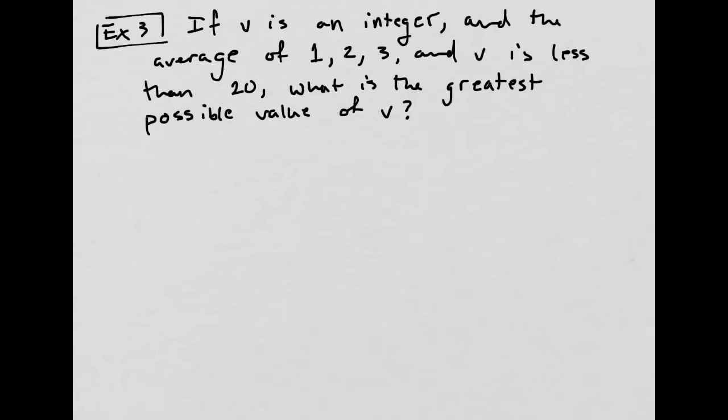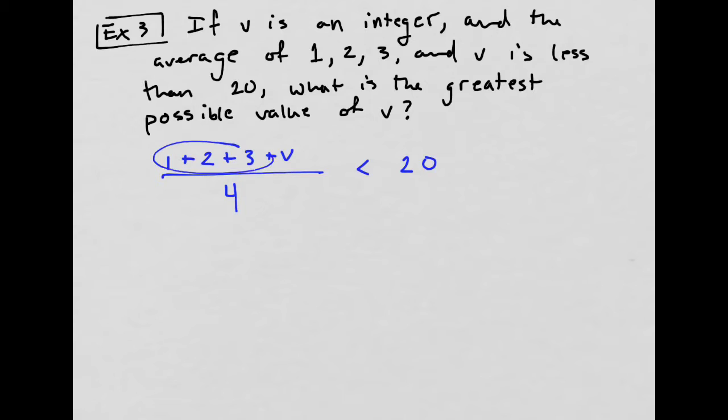We got to know what the average is. Remember, average is when you take all of the things, add them up, and divide by however many there are. So I'm going to say 1 plus 2 plus 3 plus v, and there are 4 things here, so I divide by 4. So this is the average. That's what it means to have an average. The average is less than 20. Okay, great. And then just solve for v.